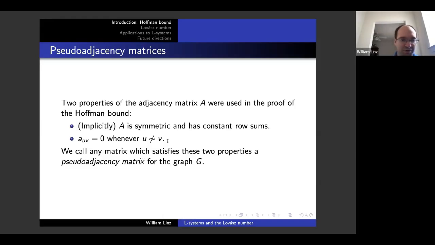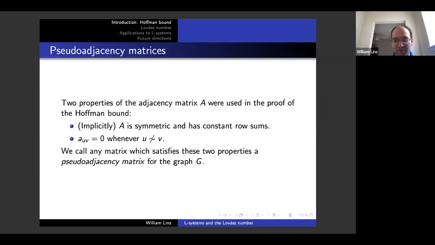Okay, so what we'll do now is say that any matrix which satisfies these two properties for a graph G is going to be a pseudo adjacency matrix for the graph G. The point of this is, you can run the exact same argument we just did for the Hoffman bound through, assuming it has positive constant row sums, and that it's 0 whenever u is not adjacent to v, and maybe 0 along the diagonal too. If you run through the exact same argument, it works perfectly fine.